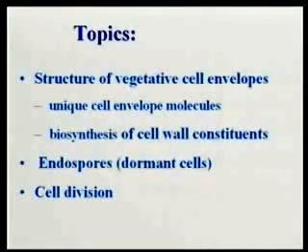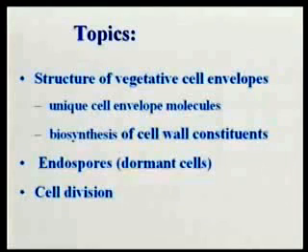Okay, topics. Structure of vegetative cell envelopes. As I say, probably as the years go by and we forget about the anthrax attacks of 2002, I'll probably drop the word vegetative from this topic again. But anyway, as it stands at the moment, vegetative cells, just regular cell envelopes, and bacteria that don't make spores or the fast-growing forms of those that do make spores. There are unique cell envelopes, biosynthesis of cell wall constituents.